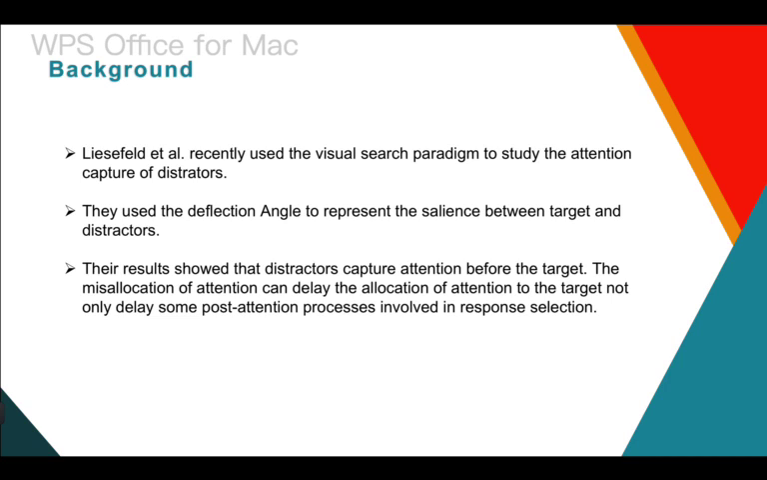This field recently used the visual research paradigm to study the attention capture of distractors and use the deflection angle to represent the salience between target and distractors. Their results show that distractors capture attention before the target. The misallocation of attention can delay the allocation of attention to the target, and not only that, it can also delay some post-attention processes involved in response selection.